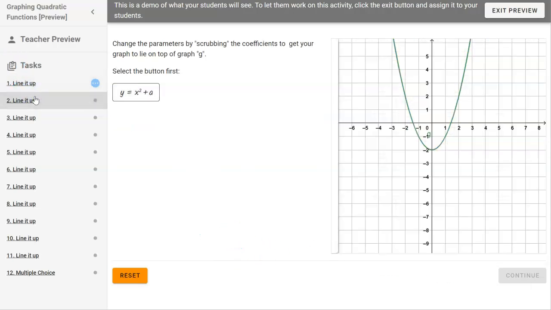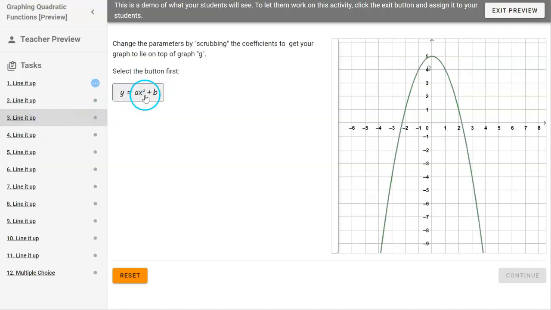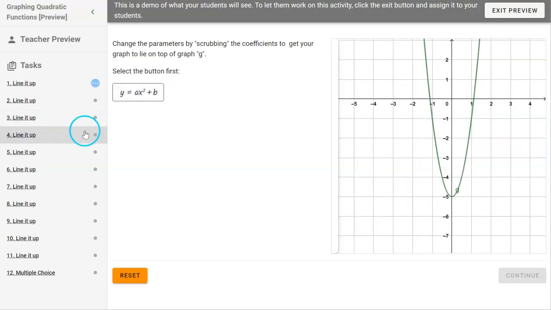All of these are the same, but the button's going to look different for some of these. So this one says x squared plus a. This one says a times x squared plus b. So we're trying to get an intuitive feel for what these numbers are doing to the graph.